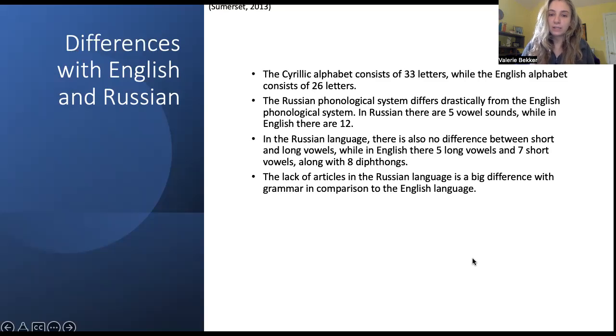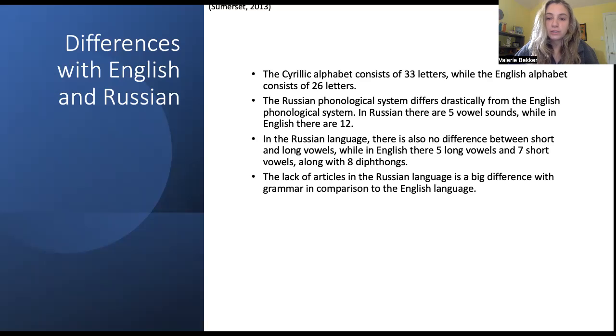So in the last slide, I talked about some similarities between the Cyrillic and English alphabet, but one of the big differences is the amount of letters in each. The Cyrillic alphabet consists of 33 letters, while the English alphabet only consists of 26. The Russian phonological system differs drastically from the English phonological system. In Russian, there are 5 vowel sounds, while in English, there are 12.